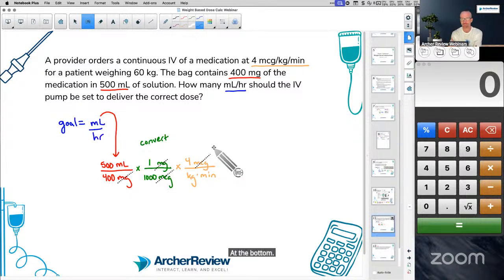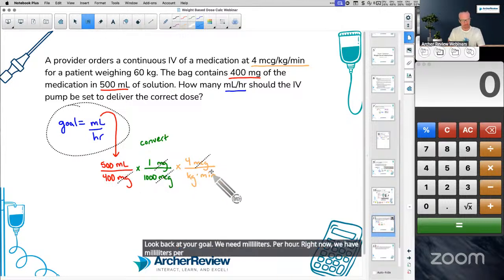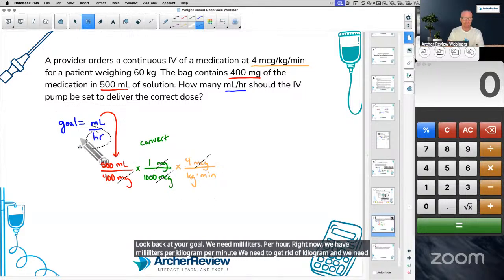Are we done? How do we know? Look back at your goal. We need milliliters per hour. Right now, we have milliliters per kilogram per minute. We need to get rid of kilogram and we need to get rid of minute because we need just the word hour at the bottom.